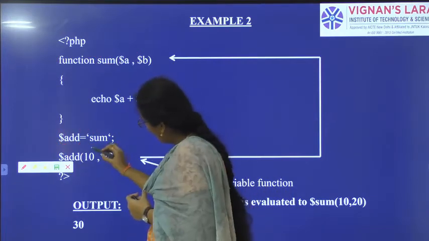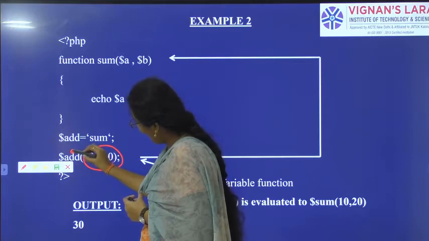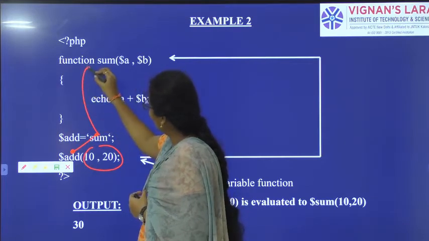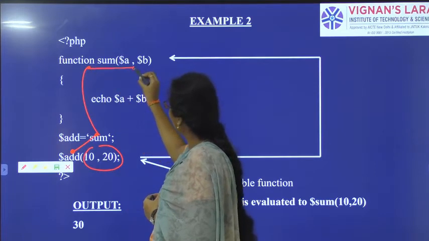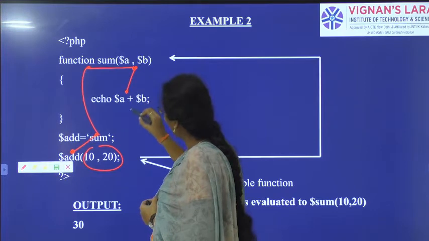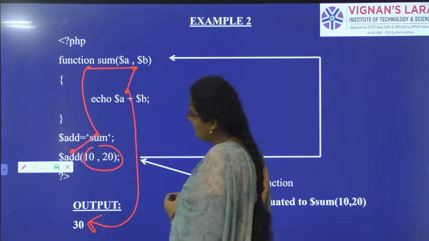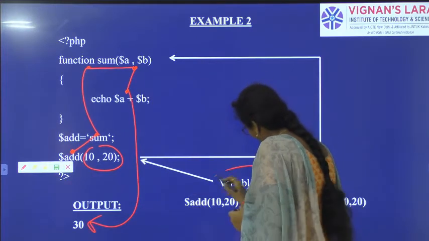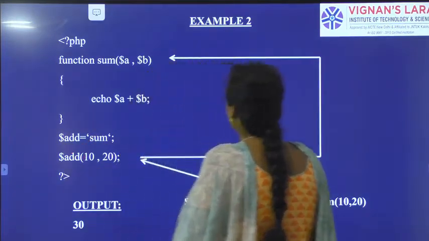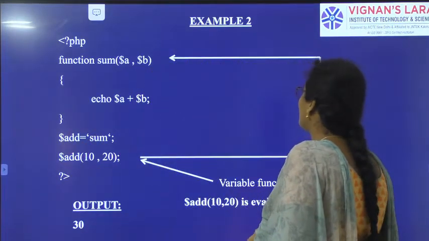So 10 and 20 are inside add. Add is inside sum. Sum is a function. In that function the arguments are $A and $B. For that we are performing addition. So we got the output 30 even though we are using a variable function. This is the example for variable function.